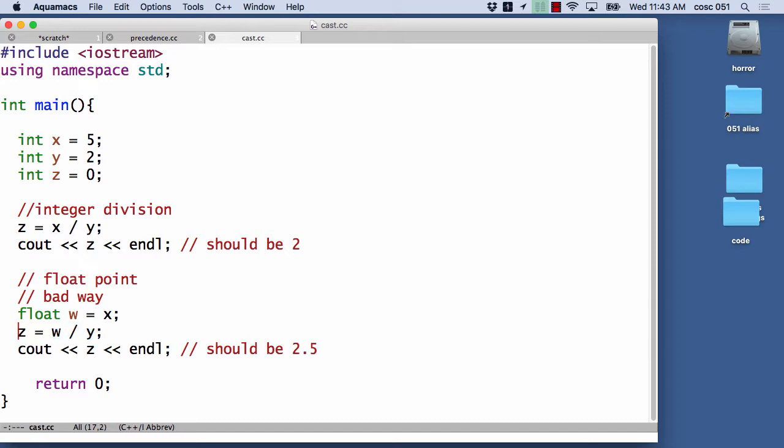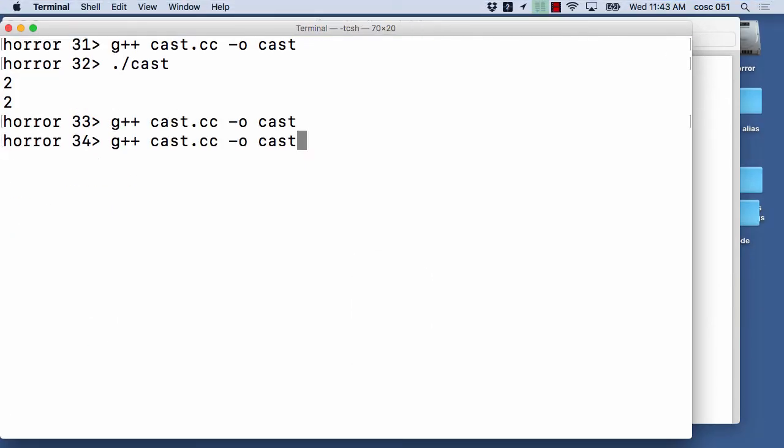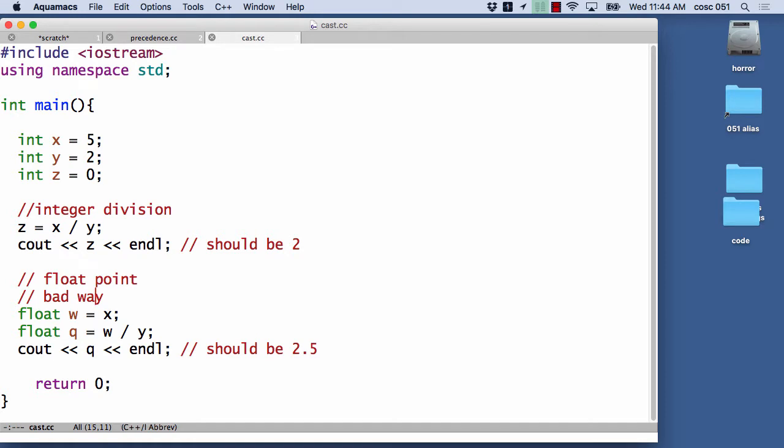So let's do this instead. We'll say float q, and these are all horrible variable names. We'll output q. And should this be 2.5? Now we get 2.5. Everybody understood what just happened there, right? All right. So this is the bad way. And the bad way is that we have to declare these extra variables just to make something a float. That's annoying. So what's a better way?